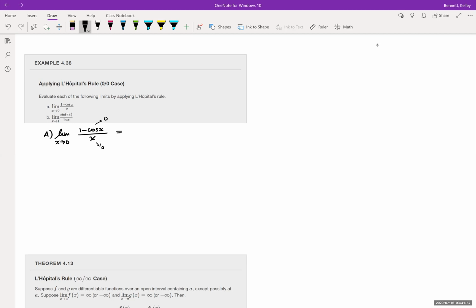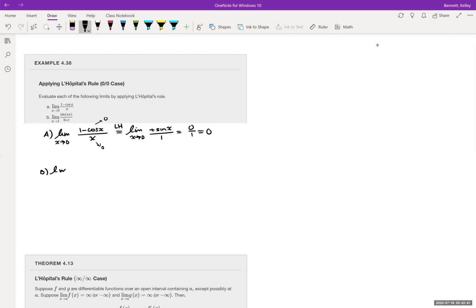So what we're allowed to do is differentiate top and bottom separately, not using the quotient rule. And when we use L'Hopital, it's appropriate to put a little LH over the equality symbol to alert the reader that L'Hopital is in play. So if I take the derivative of the numerator, I'm going to get positive sine of x, and the derivative of the denominator is just 1. So now I reevaluate the limit. As x goes to 0, sine of x goes to 0. So this becomes 0 over 1 because, yay, sine is continuous. And so this limit is actually just 0.